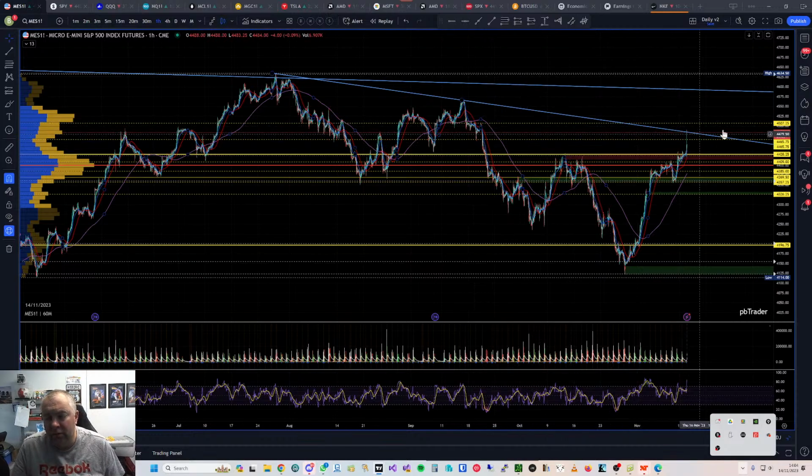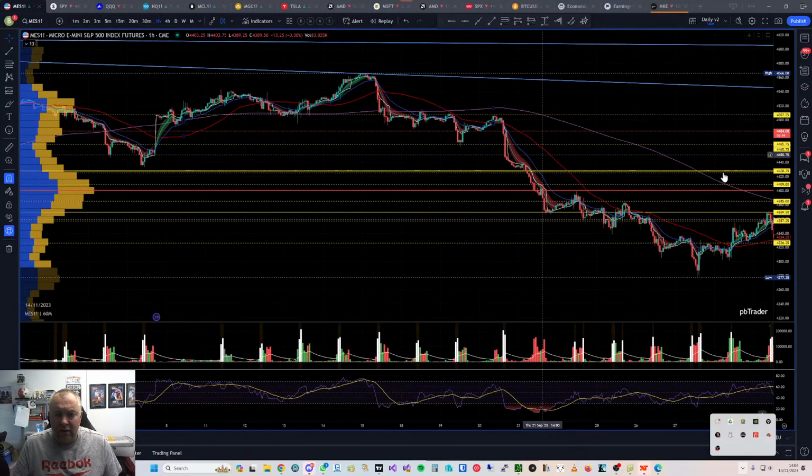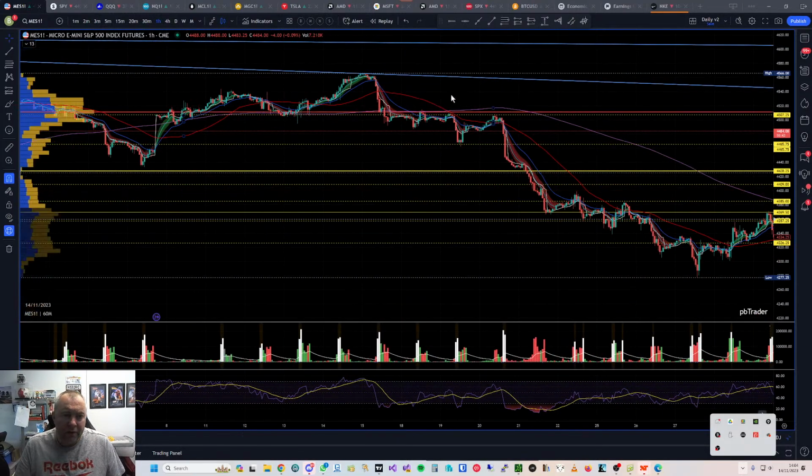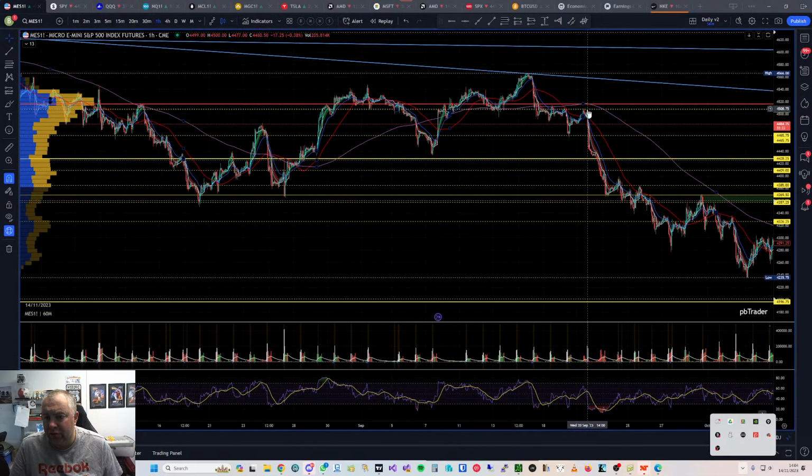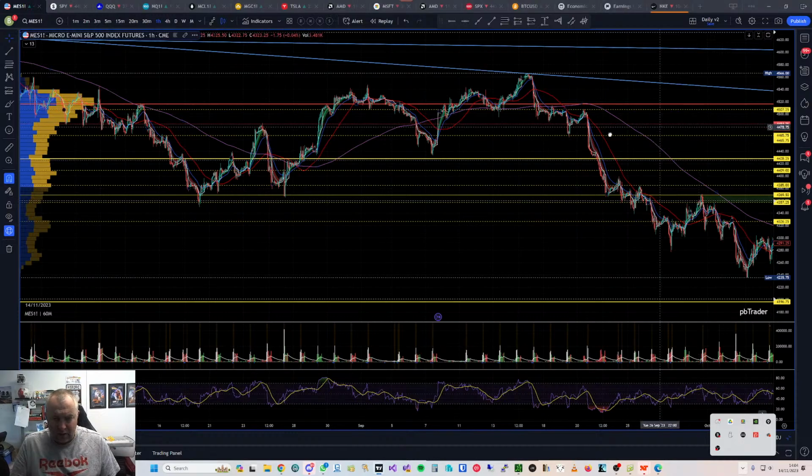So we're watching 4,500, that's a nice round number. If we do break above this trend line, then 4,500 is the next area to watch for. The reason I like that is because the last time we were there, we broke through, we held above it for a bit, and then we had this nice big negative reaction to it. So that's why I'm watching that area, 4,500 to 4,507.